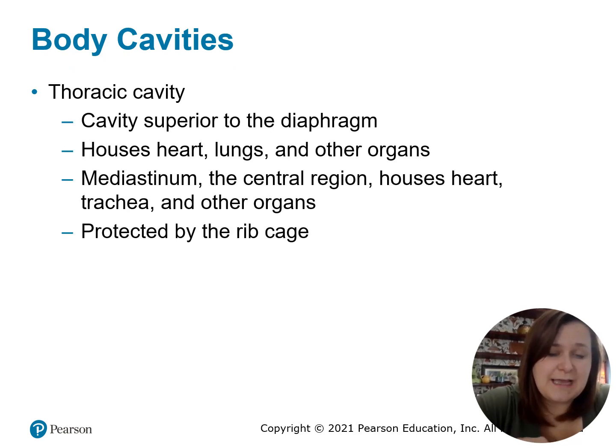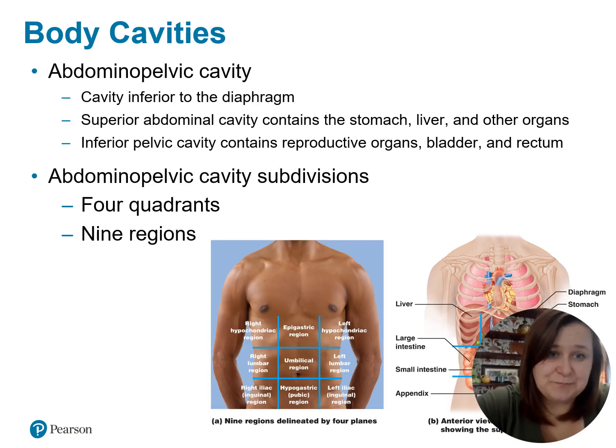So the thoracic cavity is going to be superior to the diaphragm. It's going to house the heart, lungs, and other organs. It is going to have the mediastinum, which is the central region that is going to house the heart, the trachea, and the other organs. So within the thoracic cavity that's out here, then we have the mediastinum that is closer in. It is going to be protected by the rib cage.